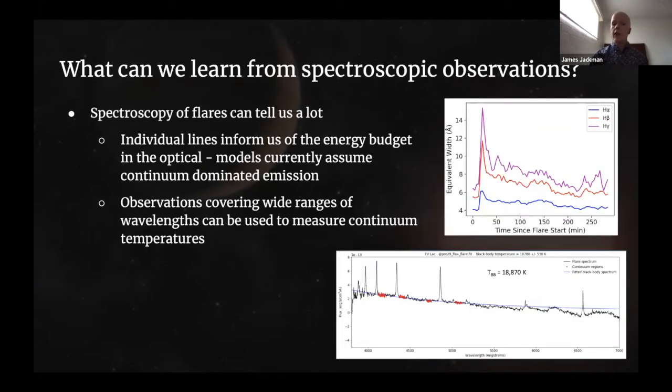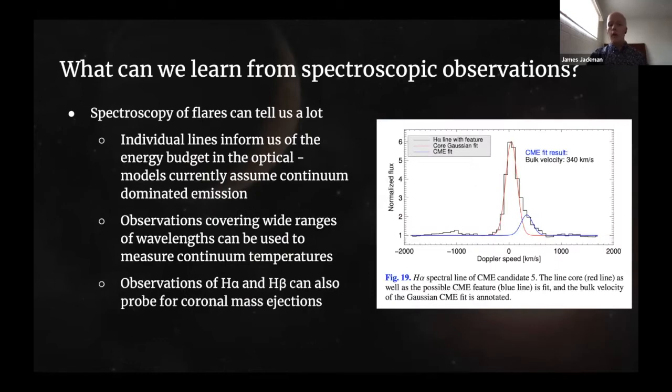Spectroscopy of flares alone can tell us a lot as well. Individual lines inform us of the energy budget in the optical. Shown here on the right-hand side is a plot from our team showing flare emission in the Balmer lines. And this is of particular use for testing the assumptions of models that assume continuum dominated emission, to get an idea of how much energy these models are actually missing out. And again, as we saw earlier, observations covering a wide range of wavelengths can be used to directly measure continuum temperatures. Again, David Boyd's plot shown here on the bottom shows that you can measure temperatures higher than 9,000 Kelvin, resulting in higher amounts of UV emission.